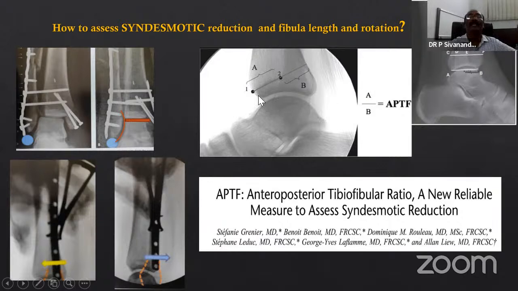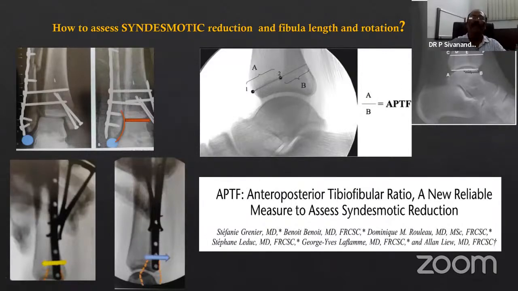A is from the anterior part to the intersection of the epiphyseal scar, and B is from the posterior part to the intersection. A by B gives you the ratio. It is roughly coming around 0.94. That means it is almost equal, both the things are equal.